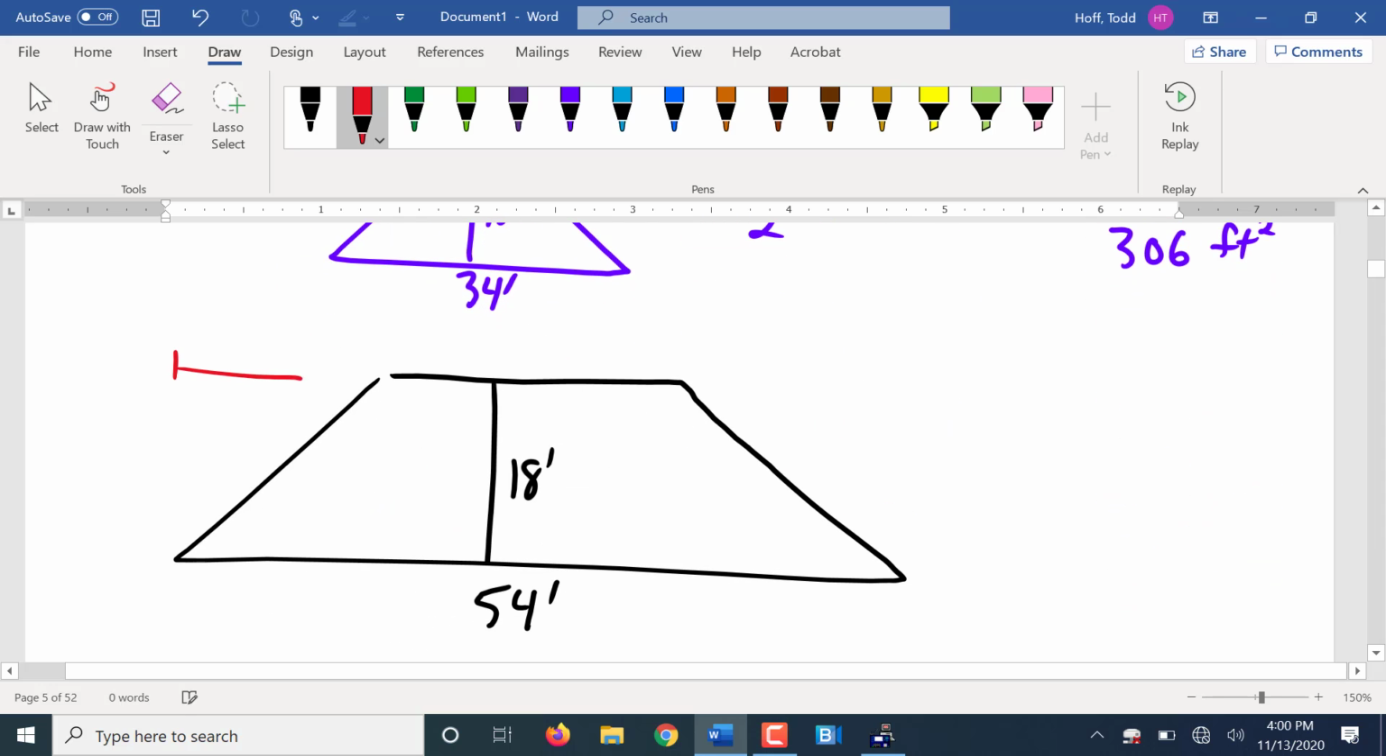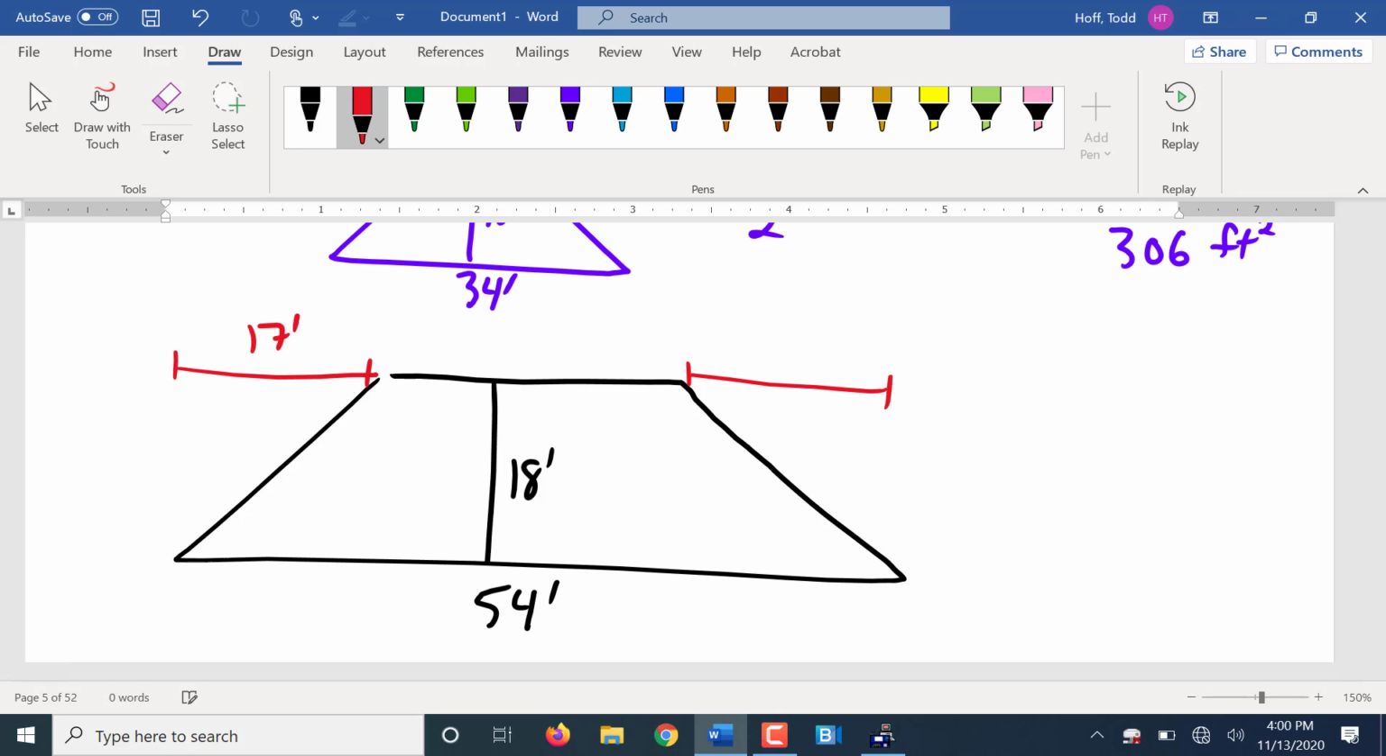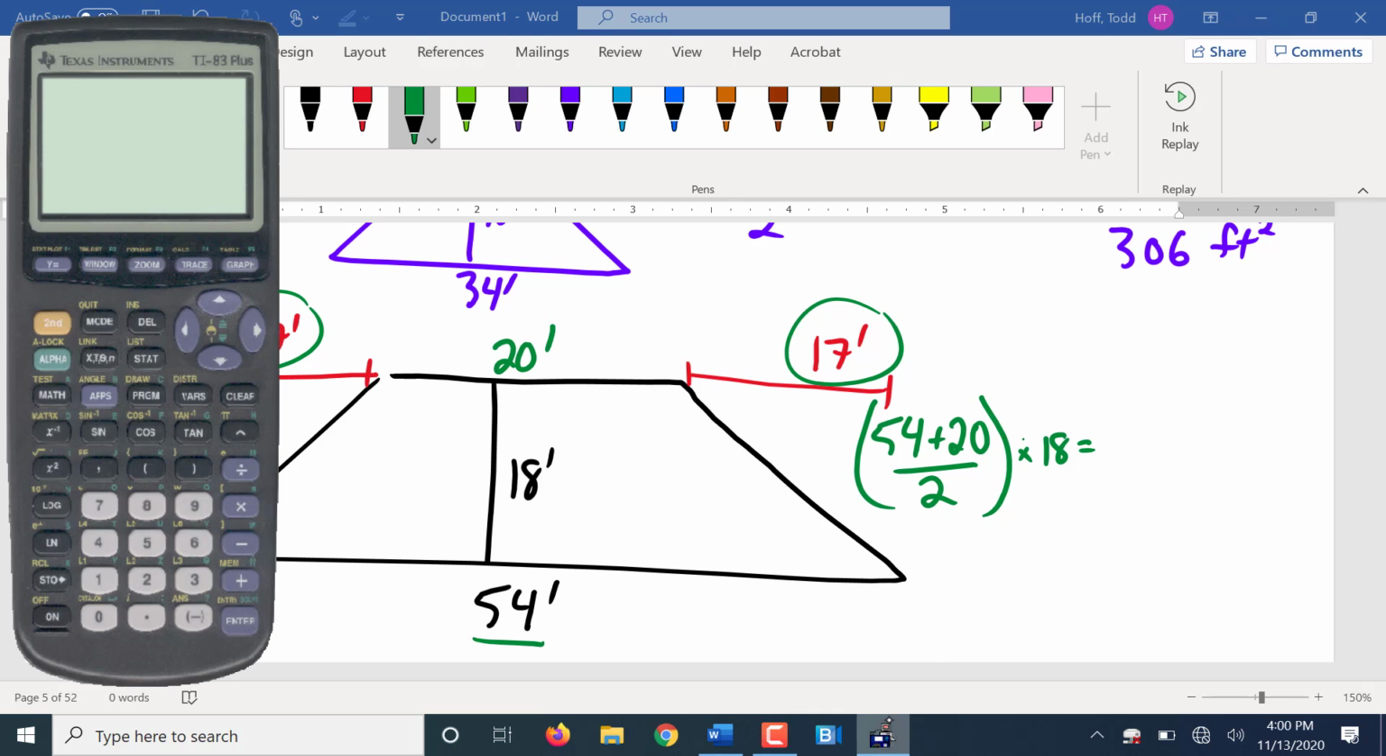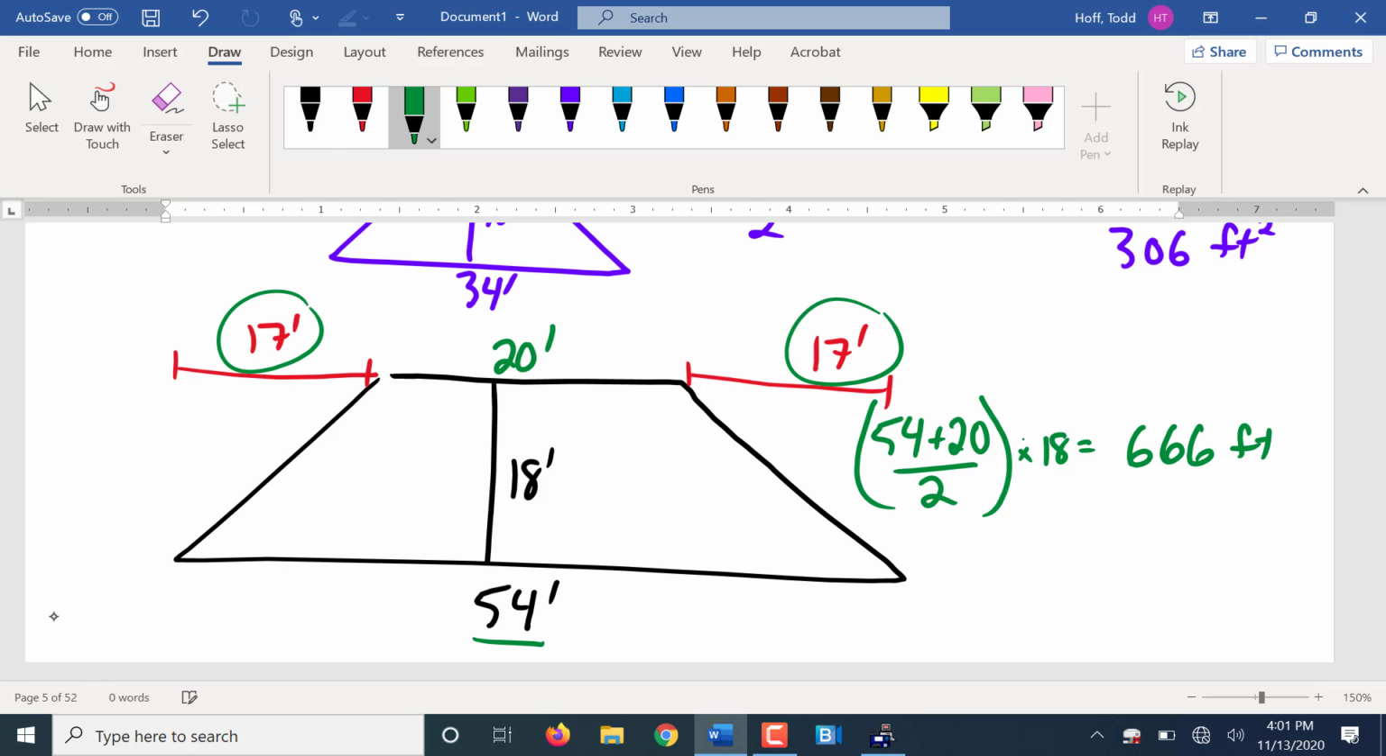So that means this distance would be 17 feet. This distance would be 17 feet. What would that leave for the ridge? 20 feet. There we go. 54 minus 17 and minus another 17 puts us at 20. So now how do we find the area of that? Perfect. 54 plus 20 divided by 2 times 18, which will give us, it seems a little small. That sounds better. 666. I did not do that on purpose.